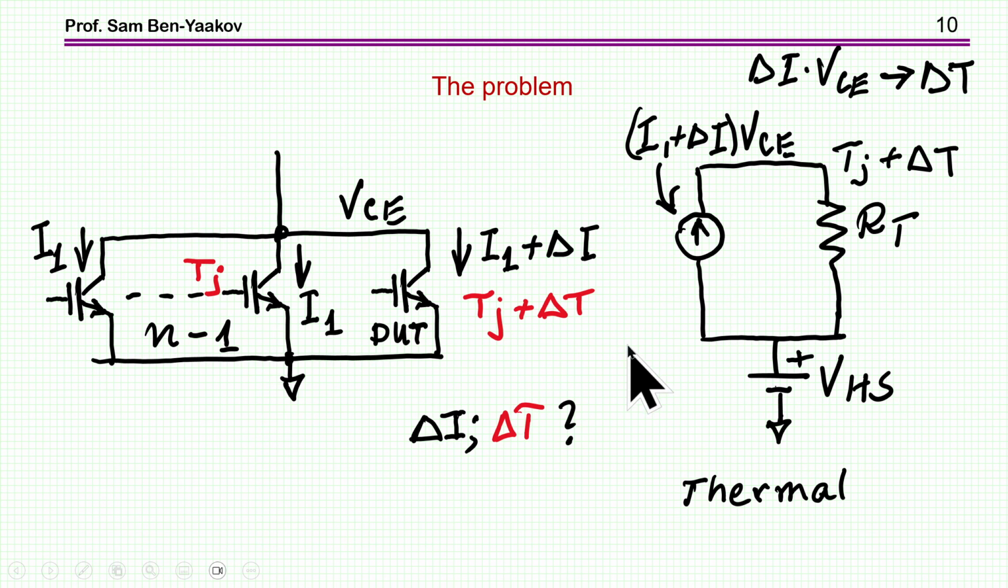Now, in parallel, we have the thermal issue, and that is that inside this transistor, there is a power dissipated, which is the current times VCE, which I assume now to be constant. And this power with the thermal resistance develops a temperature difference between the heatsink and the junction. So this delta T is due to the deviation between the normal current and the current plus this delta I, and this will be now the new junction temperature, riding over the heatsink temperature. This is a thermal equivalent circuit.